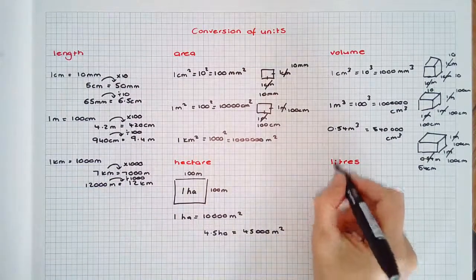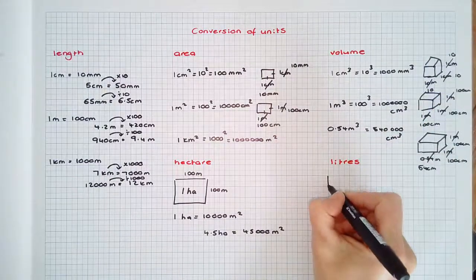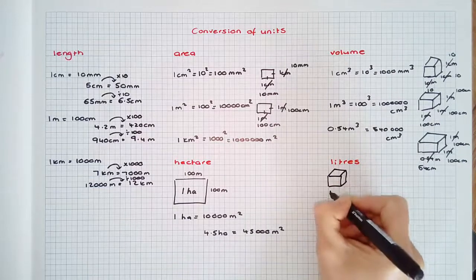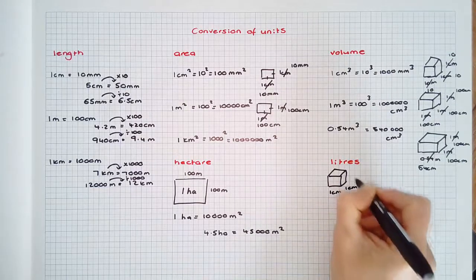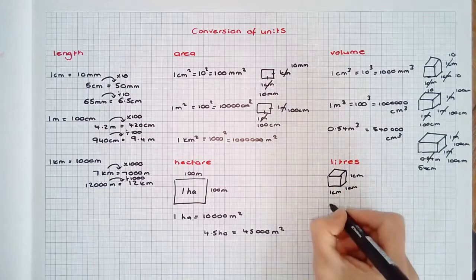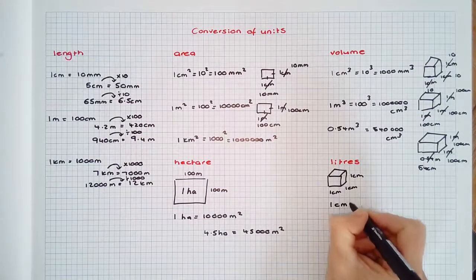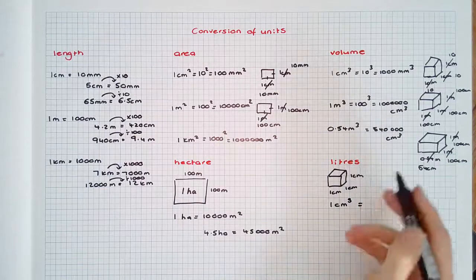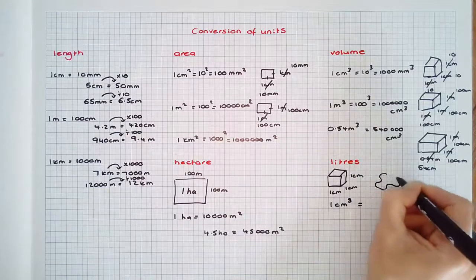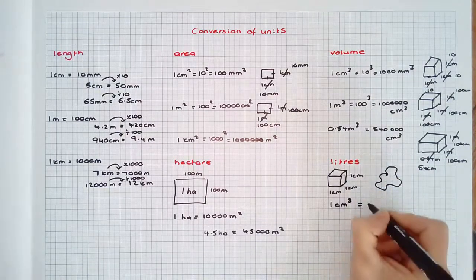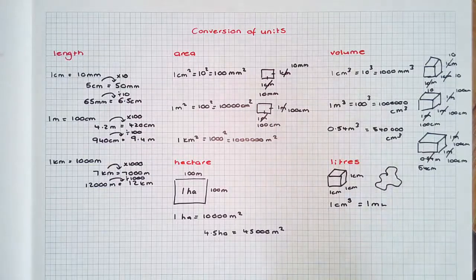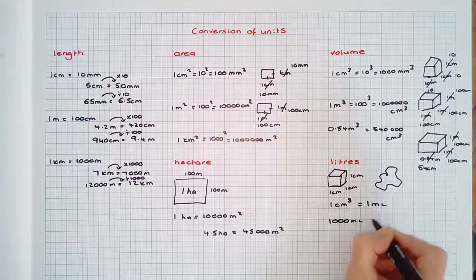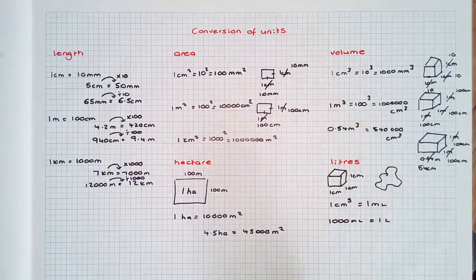Imagine we had, back to our sugar cube, a little sugar cube of 1 centimetre by 1 centimetre by 1 centimetre. Therefore, our volume would be 1 centimetre cubed. As a capacity, or you could think of it as a liquid, it equals 1 millilitre. There are 1,000 millilitres in 1 litre.